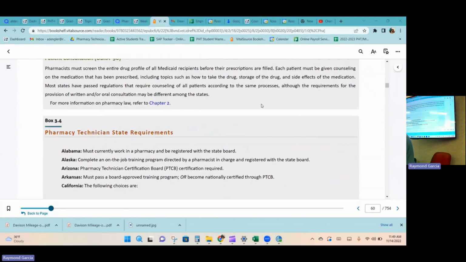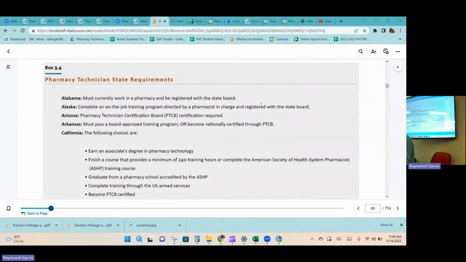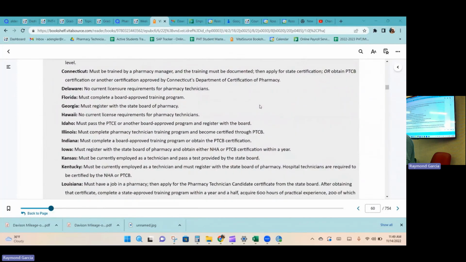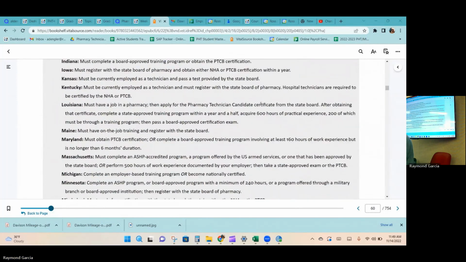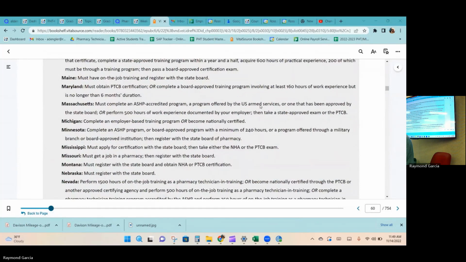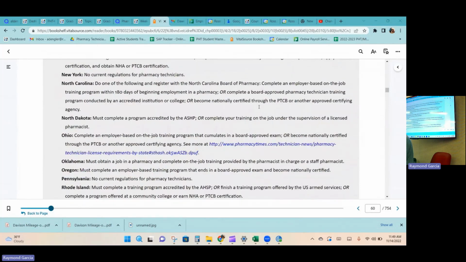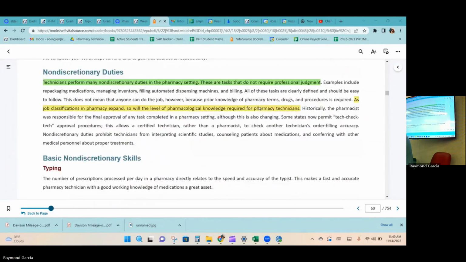Box 3.4 shows the pharmacy technician state requirements, and it's probably changed a bit depending on your state.